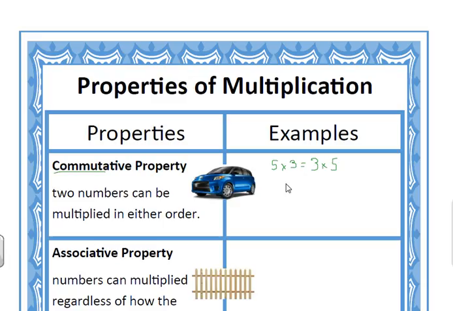They move around. The numbers move. That's why we have the car to help you remember. Move. And commutative. All right? And so you have commutative. 5 times 3, 3 times 5.